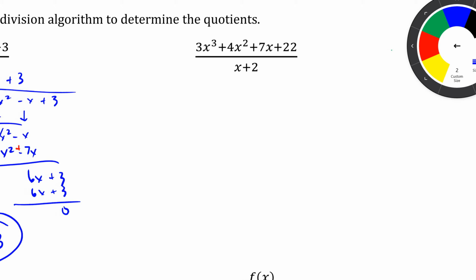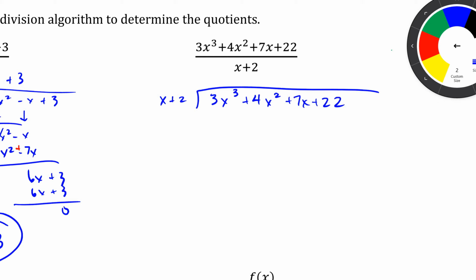For this, there again are no missing terms, which is nice, no thinking, and we can just start our division right away. What multiplies by x to make 3x cubed? This is going to be 3x squared. So that's going to give me our 3x cubed and a 6x squared by multiplying that by 2.